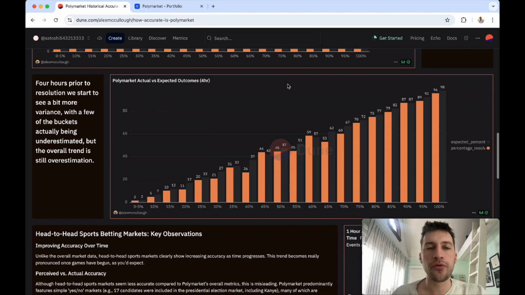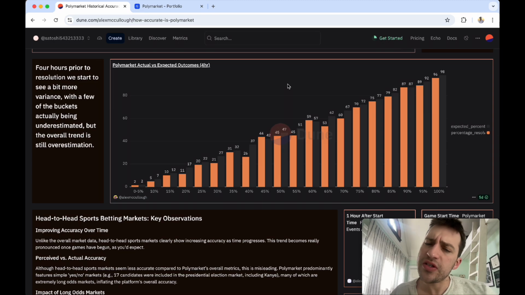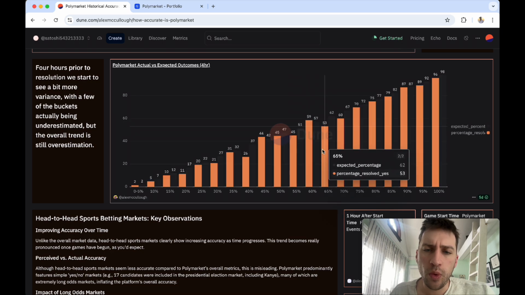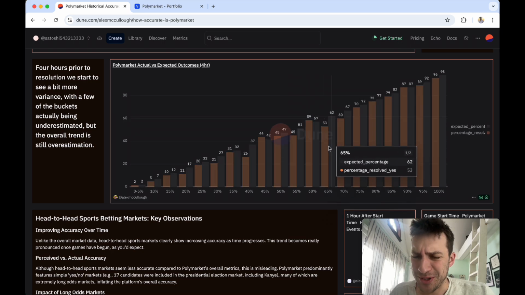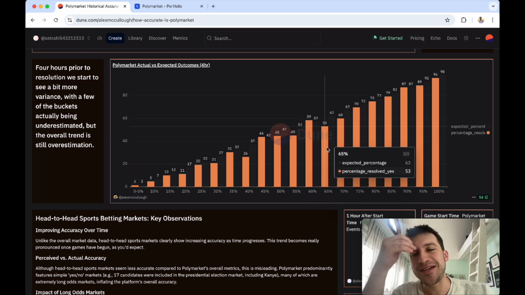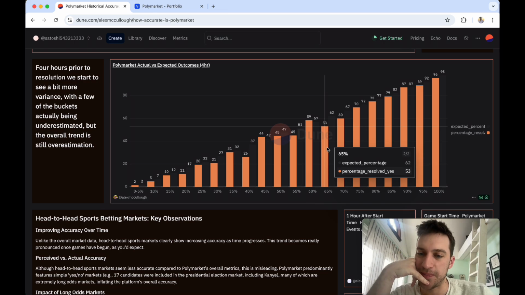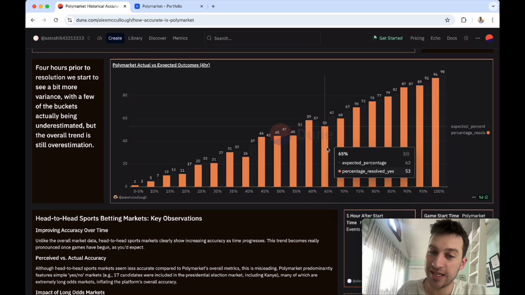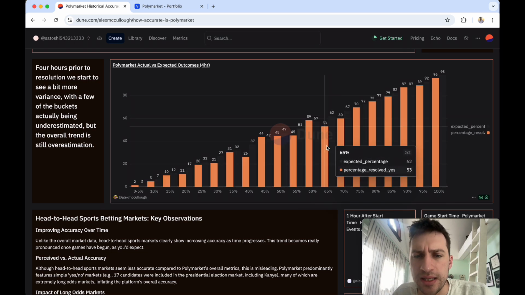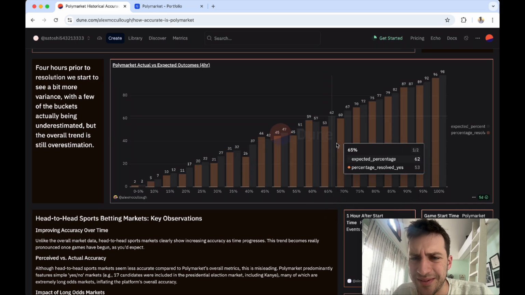Now let's go for much quicker. So this is 4 hours before, and the data is quite interesting. It's kind of all over the place because this is really soon to when something's about to occur. So one mismatch that looks really bizarre is when the expected percentage was 62%, it only resolved to yes 53% of the time. That is very strange. Very, very wild. And it varies a lot, as you can see here.